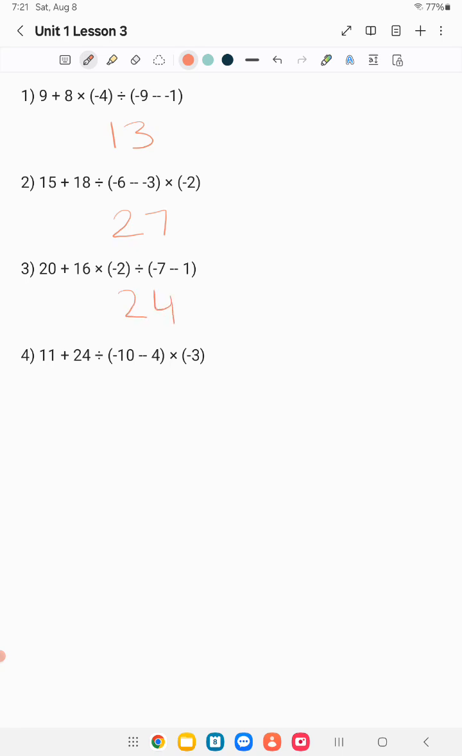For our final question, we got 11 plus 24 divided by negative 10 minus 4 times negative 3. And the answer for this will be 23. For all of these problems, we use the acronym PEMDAS.